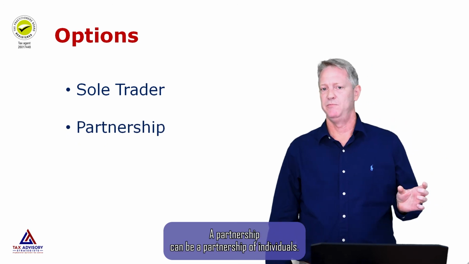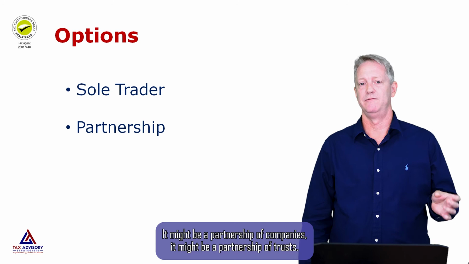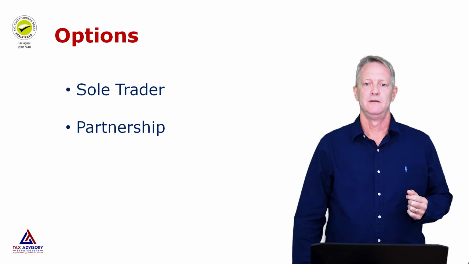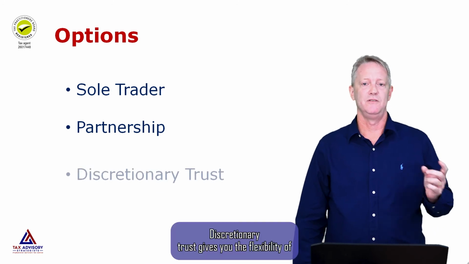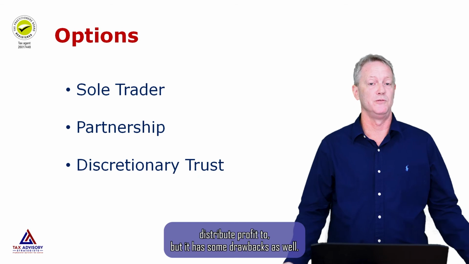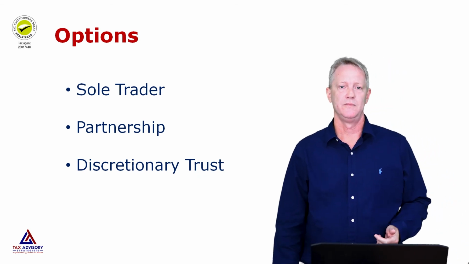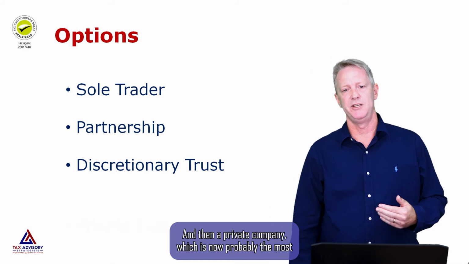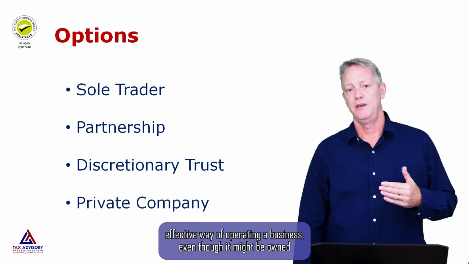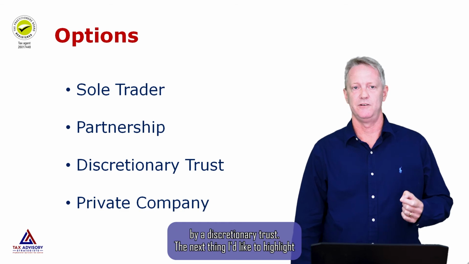A partnership can be a partnership of individuals, it might be a partnership of companies, it might be a partnership of trusts. A discretionary trust gives you the flexibility of determining who to distribute profit to, but it has some drawbacks as well. And then a private company, which is now probably the most effective way of operating a business, even though it might be owned by a discretionary trust.